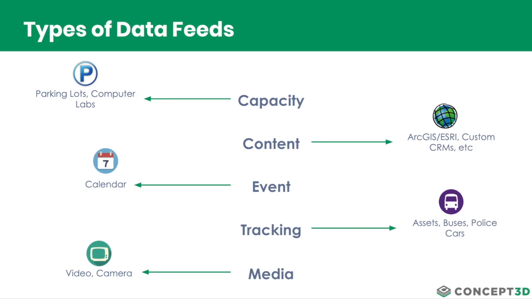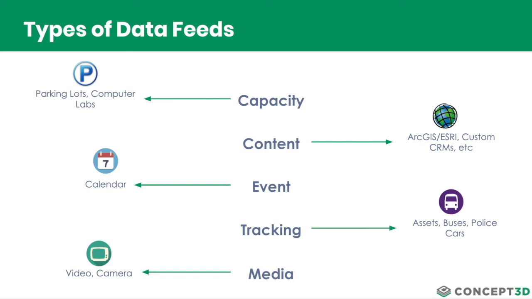Now let's talk about the different types of data feeds. We have five currently: our capacity feed, content feed, events feed, tracking feeds, and media feeds. We'll start off with that capacity feed. Capacity feeds are going to measure how many people are using a specific area, or how many items are in use in a specific area as well.